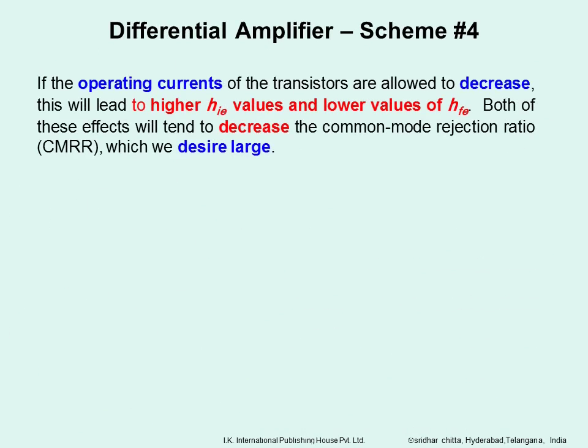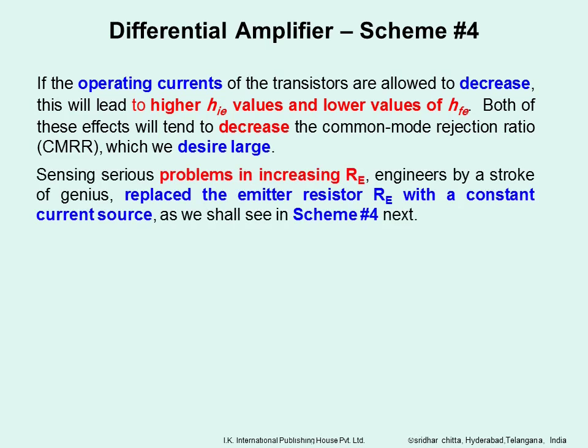If the operating currents of the transistors are allowed to decrease, this will lead to higher HIE values and lower values of HFE. Both of these effects will tend to decrease the common mode rejection ratio CMRR, which we desire large.